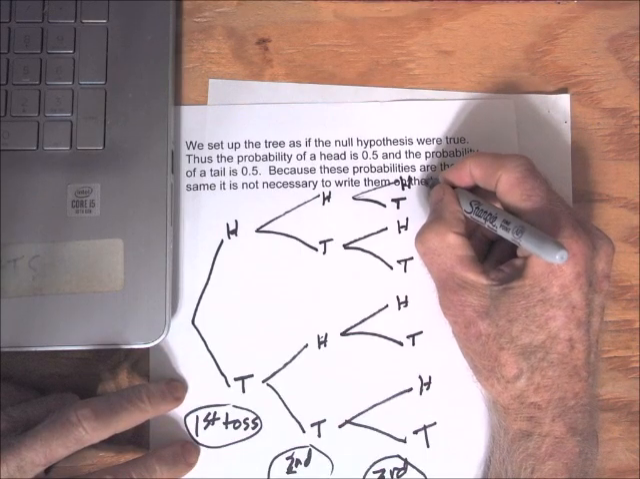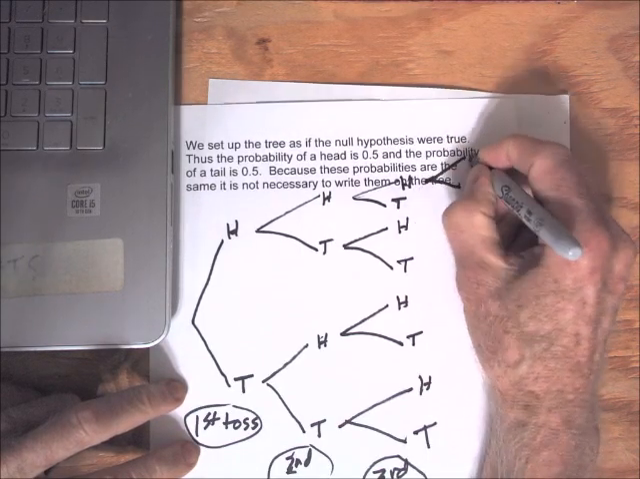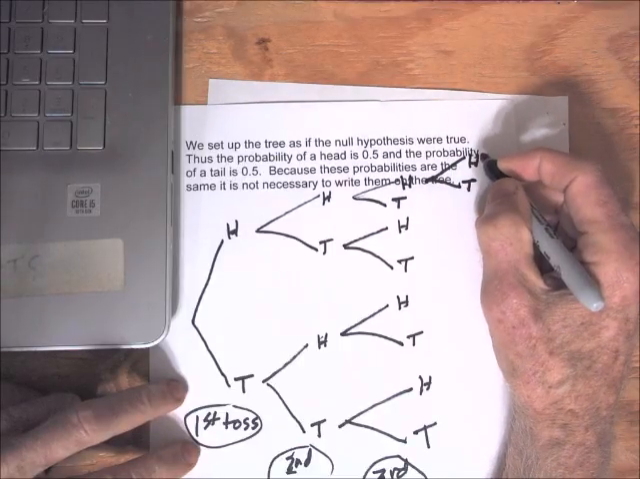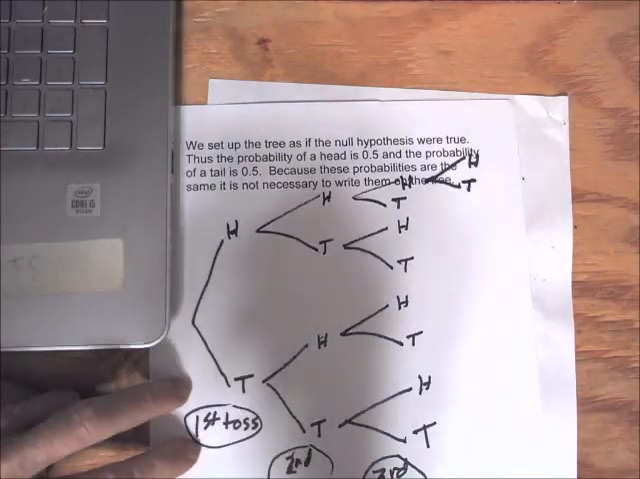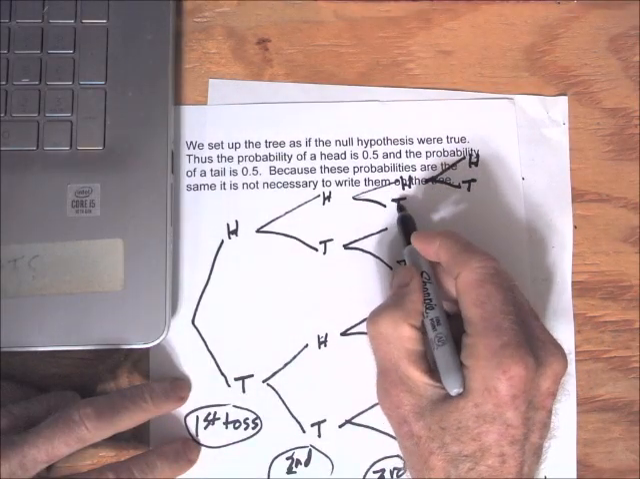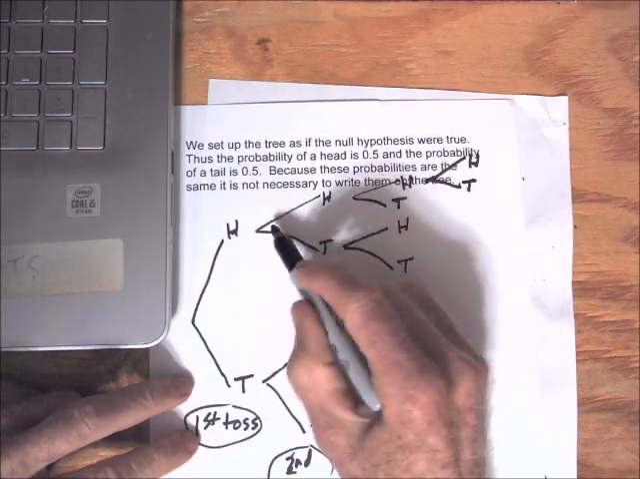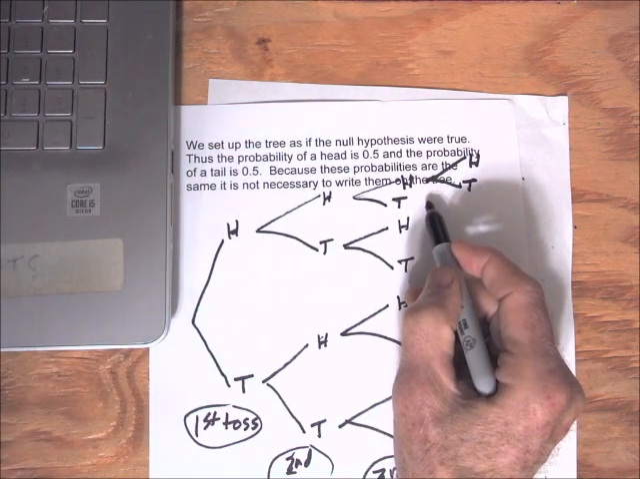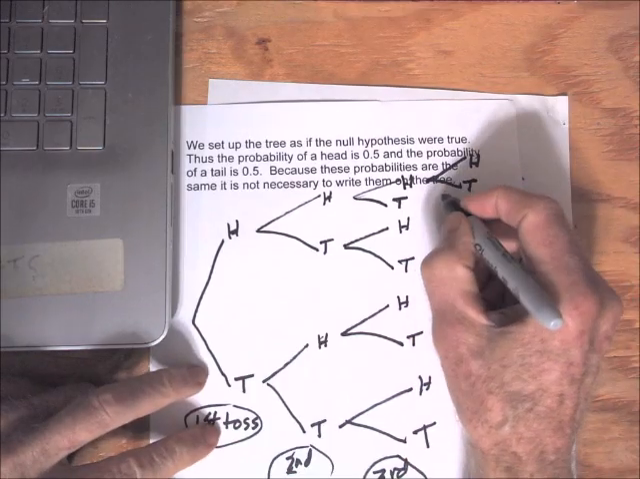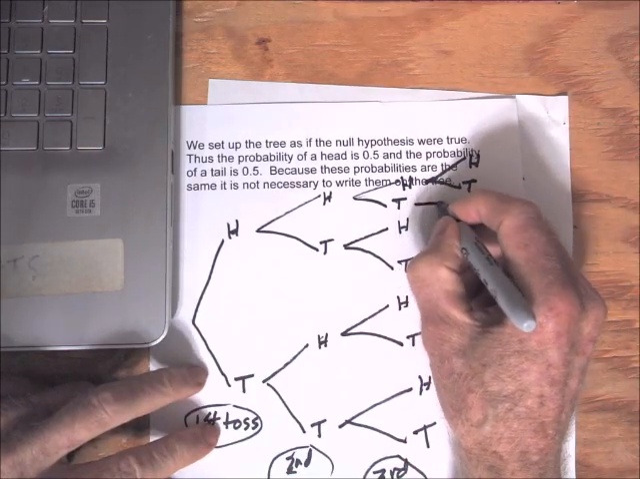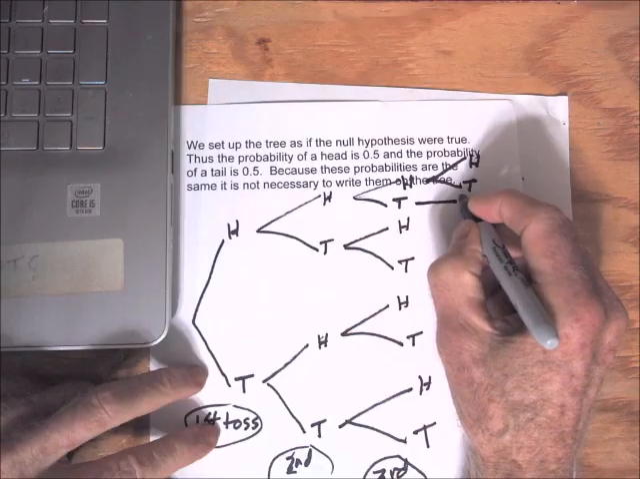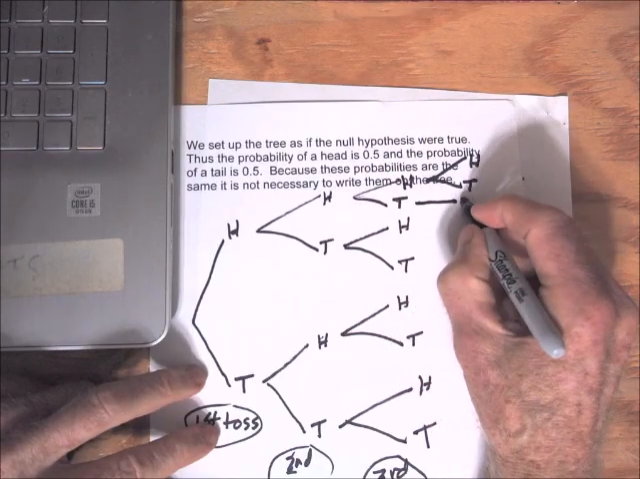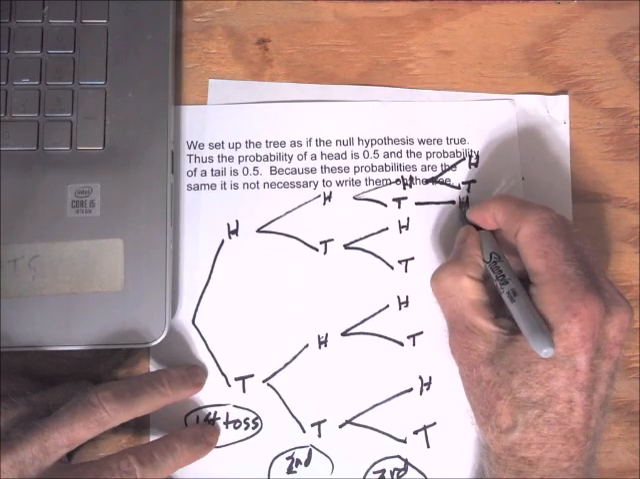Head, tail. For this path here, this actually would be the third path on the tree. We already have 2 heads and 1 tail, so we don't have to include it. We're only going to include the paths where we have 3 of the same. You can make the full tree if you want, but we don't need to include the path where we have the 4th toss here as a tail, because it will have 2 heads and 2 tails. We're only looking at the paths where we have 3 of the same.